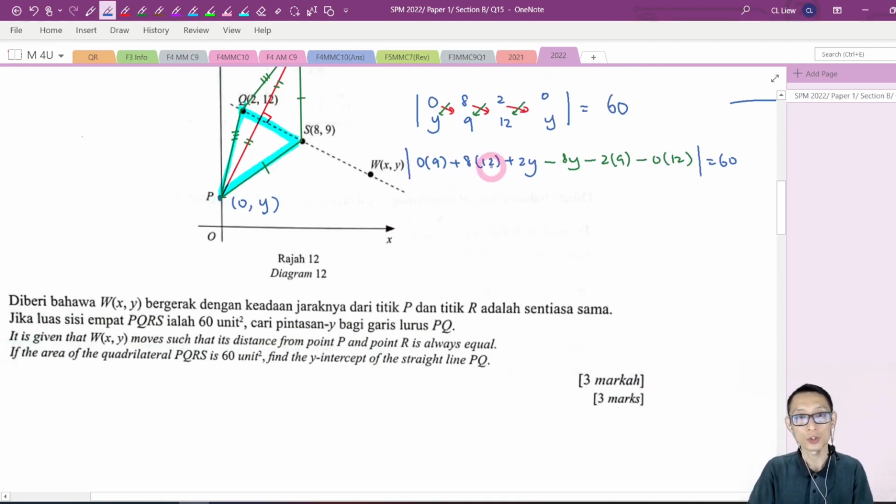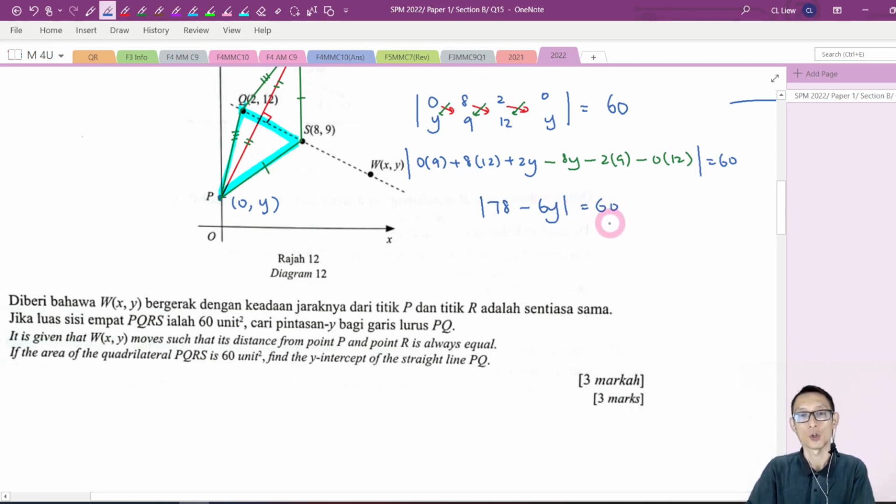Okay, so here we just simplify it. So this will be 0. So 8 times 12 is equal to 96. 96 minus 2 times 9 is equal to 78. Okay, 78. Now let's go to the unknown part. 2 minus 8 minus negative 6y.